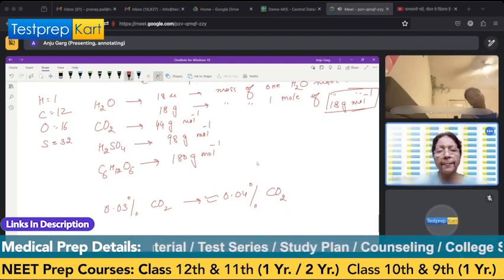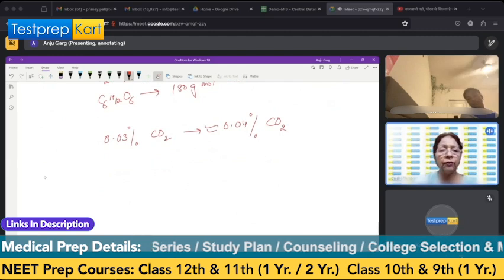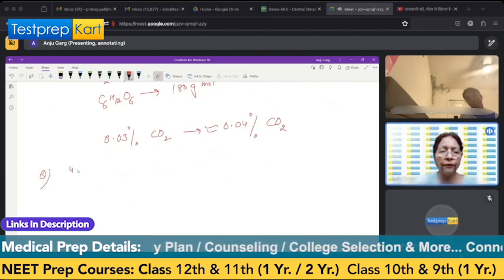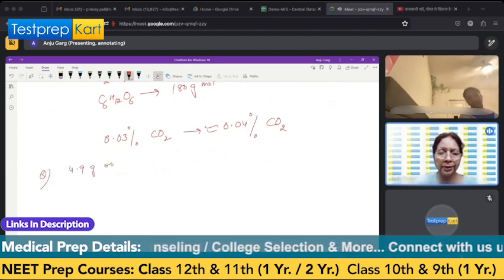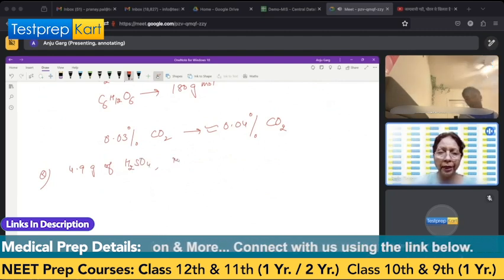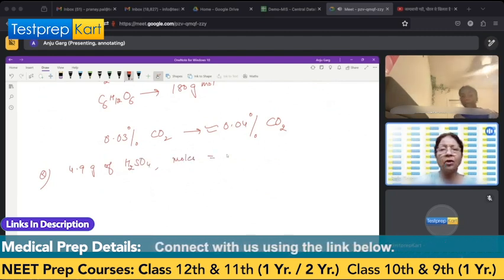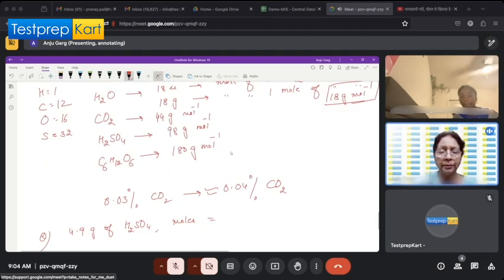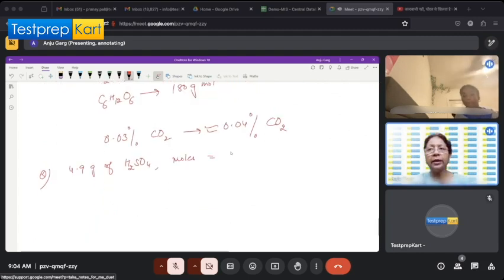So if I give you the question that you have 4.9 grams of sulfuric acid, so it is equal to how many moles of sulfuric acid? And the molar mass was 98 grams, na? 98 grams. So if 98 grams, if you have 4.9 grams, then how many moles? It will have how many molecules? It will have how many atoms?